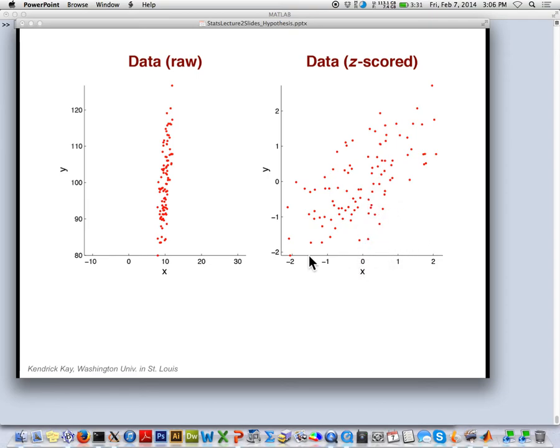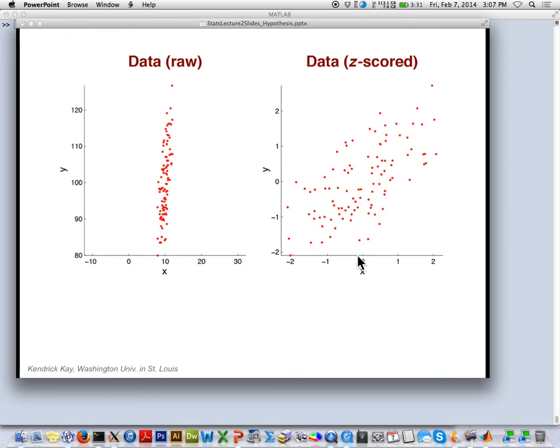Notice that along the X direction, values tend to be around 0. In fact, the mean of all the data points is guaranteed to be 0, because when you subtract off the mean of a set of data points and then compute the mean again, it will be 0. And that's true in the X direction as well as the Y direction.